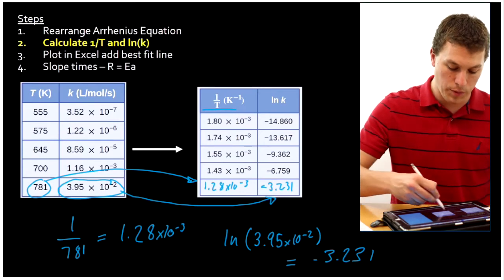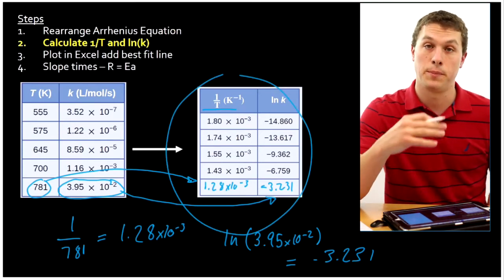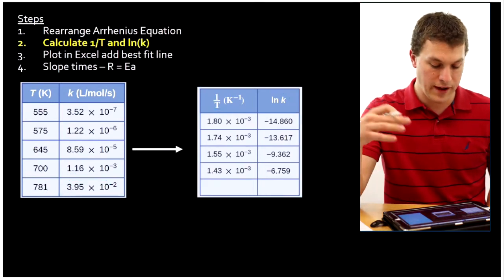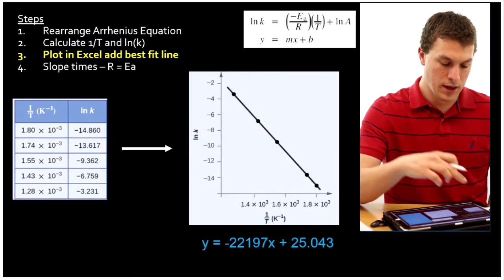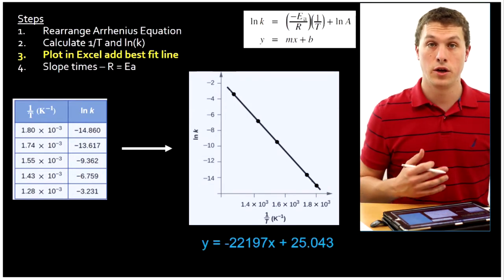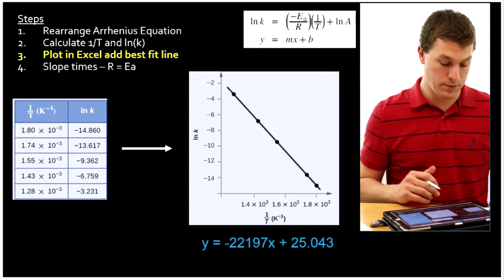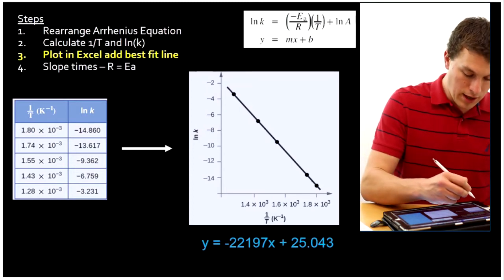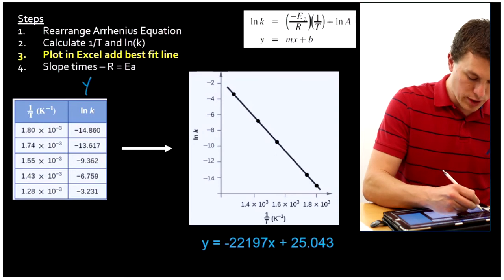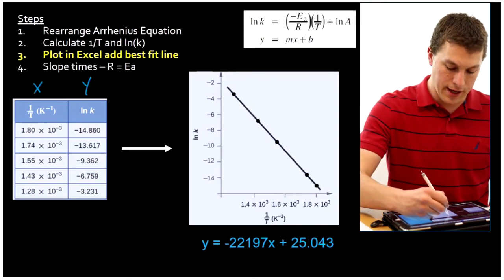So once we have our whole big table of 1 over t and log of k, we're going to take those data values and we're going to plot them in Excel, or whatever your favorite graphing tool is. If you're not sure how to plot XY values in Excel, then go ahead and check out the video, which I'll link to in the description below, which goes through that process in more detail. We want the log of k to be our y-axis, so that's what we're going to put in our y-axis, and 1 over t is what we're going to put on our x-axis. When we do that, we'll get this line here.